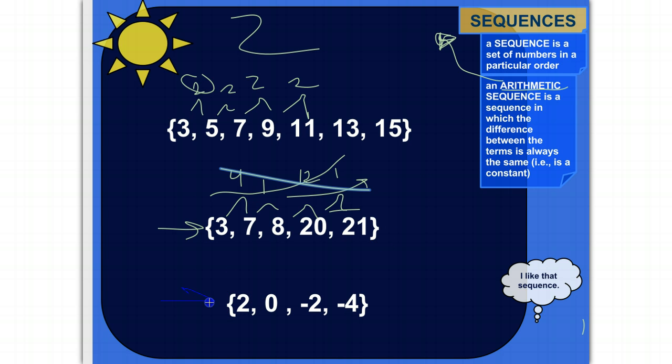What about this one? Take a look at that. What do you think? See, the difference between 0 and 2 is negative 2. The difference between negative 2 and 0 is negative 2. And the difference between negative 4 and negative 2 is negative 2. So these terms in the sequence are always going down by 2. So that is an arithmetic sequence.